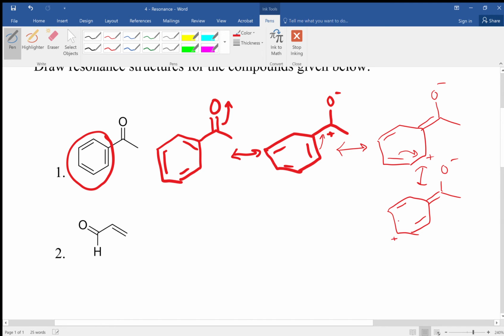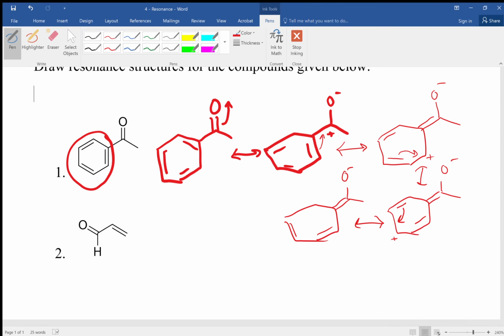Get a plus charge here, and do the same thing one more time. So overall, we end up with 4 primary resonance structures for this compound. Now, in theory, there are more, but these are the ones that would be the most important.